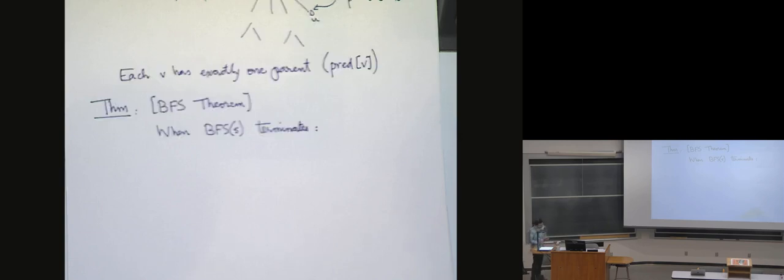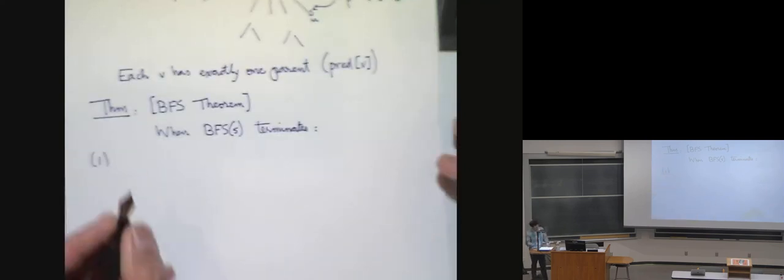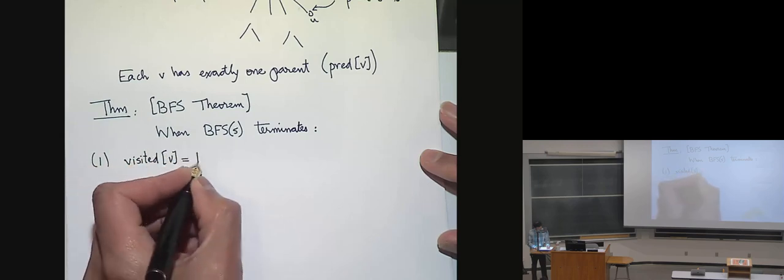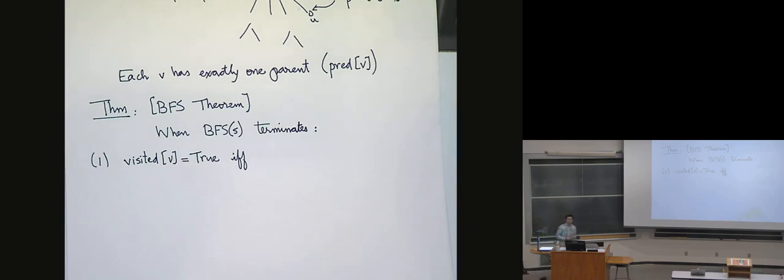Okay, so when BFS terminates, the first thing I want to ask is, what are the properties of the visited array? So visited V equals true if and only if what? What is the condition so that visited V is true? There exists a path from S to V. Right? So if there exists a path from S to V, you'll visit, and vice versa. If you visit V, then there must be a path.